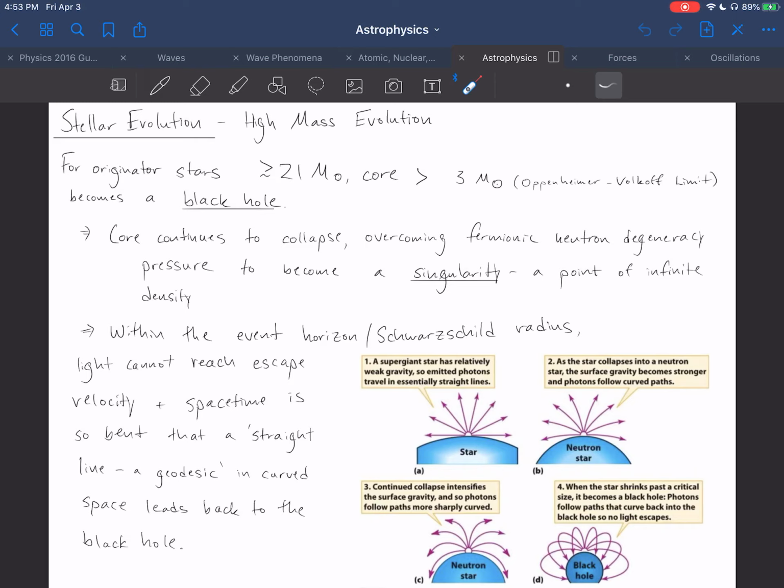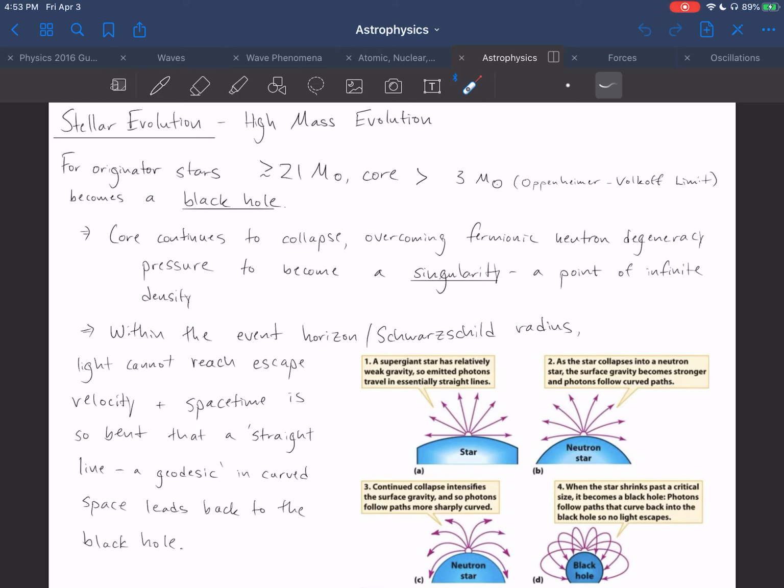And so within what is called the event horizon, or the Schwarzschild radius, light cannot escape. It cannot reach escape velocity due to gravity, where it's worth noting that we are making use of general relativity. The idea is that the black hole bends space-time around it, and so a straight line in that curved space-time, otherwise known as a geodesic, leads back to the black hole. As a result, they're black, and you cannot see them.